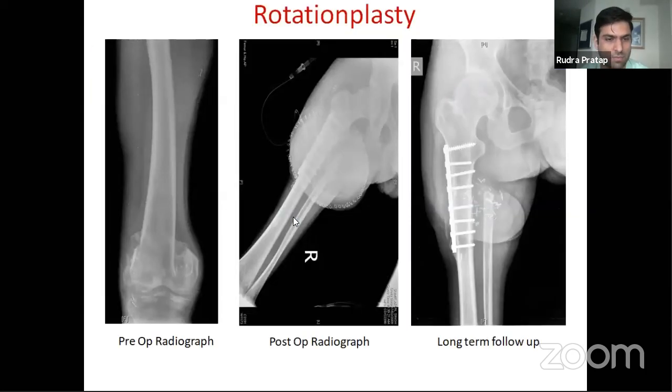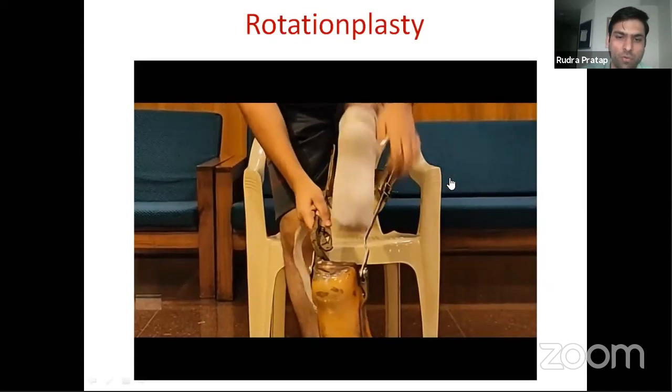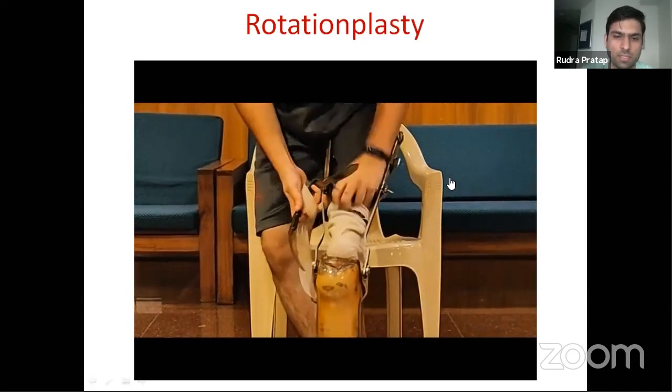Here is a patient with distal femur osteosarcoma. We managed with a type A1 rotationplasty, and long-term follow-up shows a good result. There is a video of a patient wearing a modified below knee prosthesis for a rotationplasty.